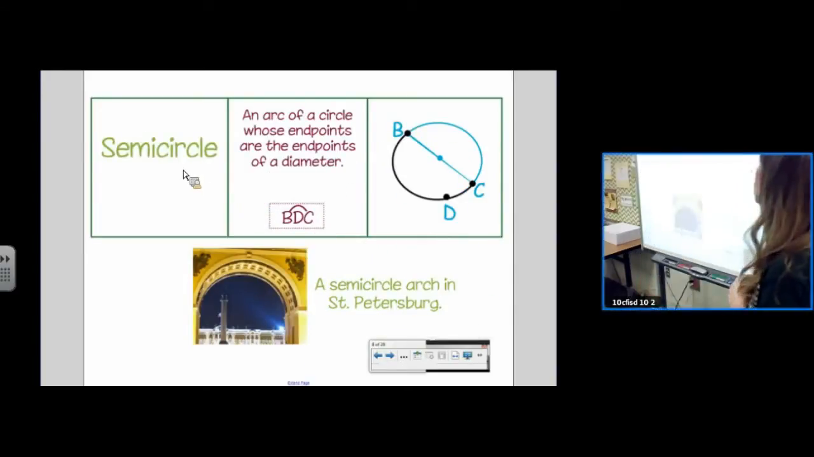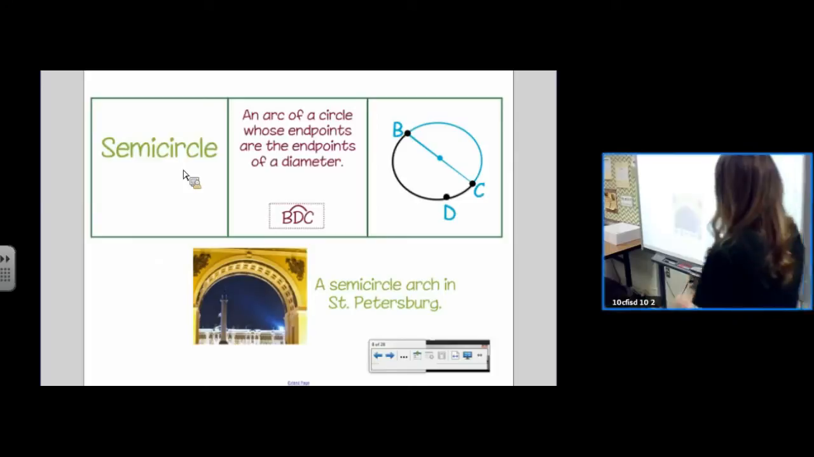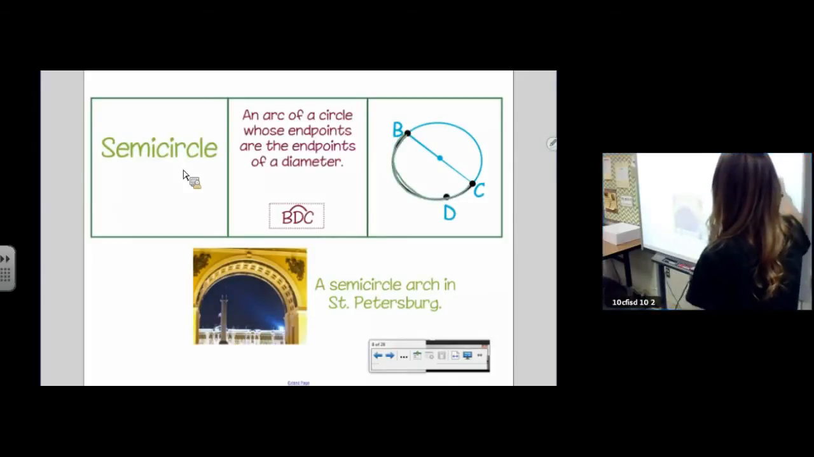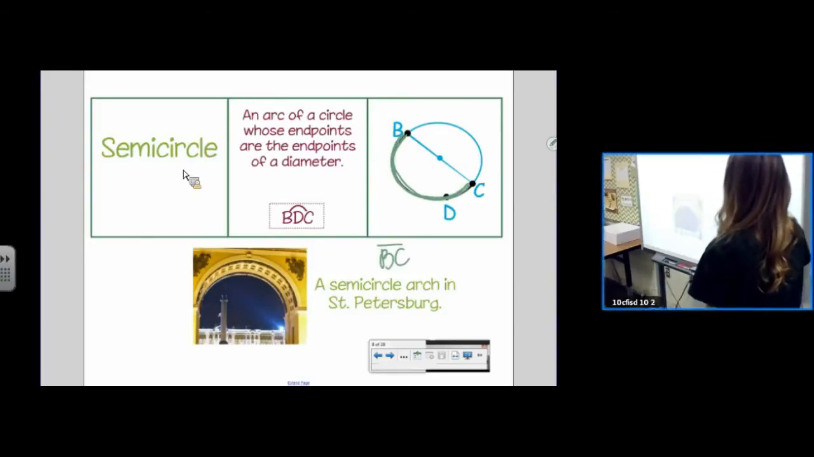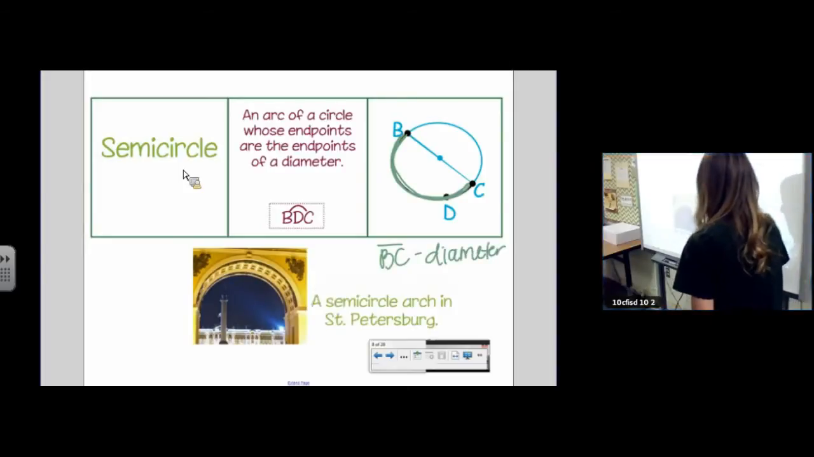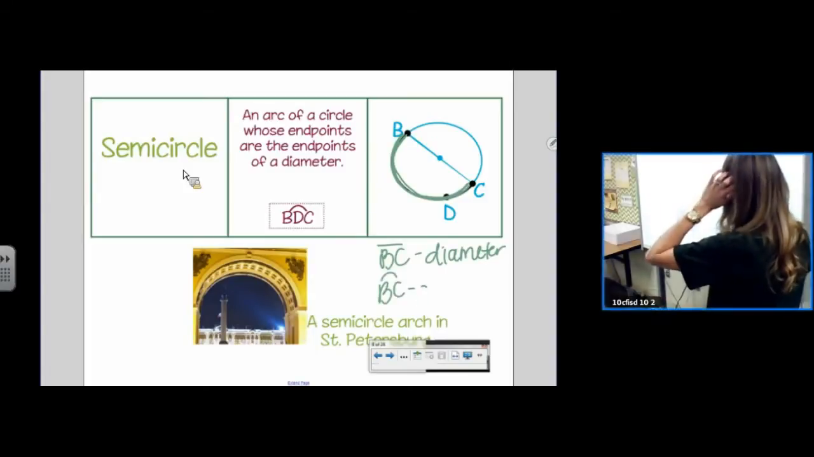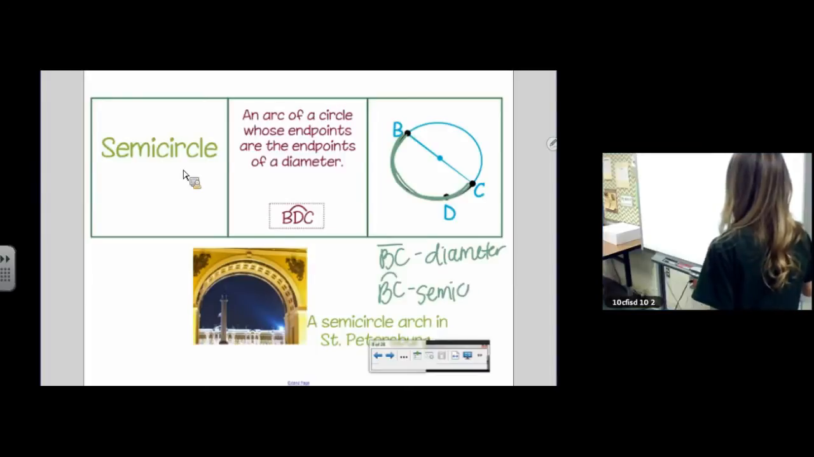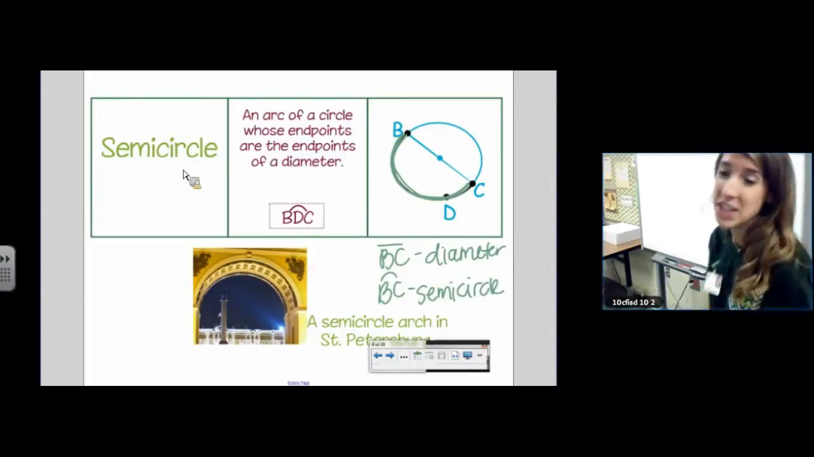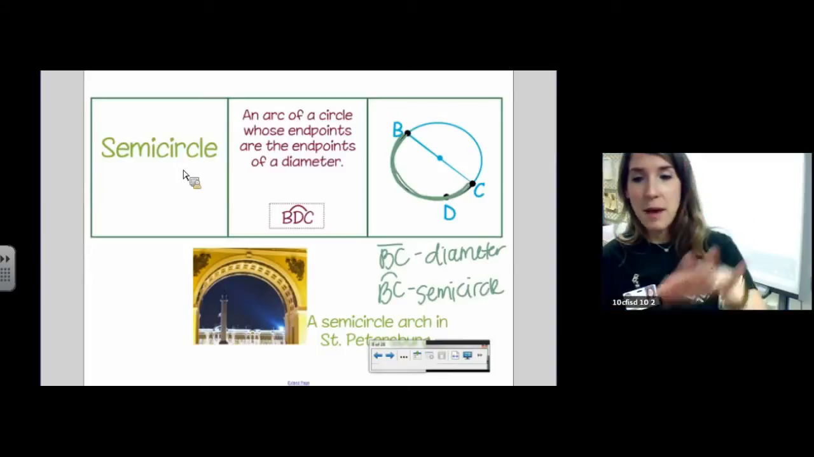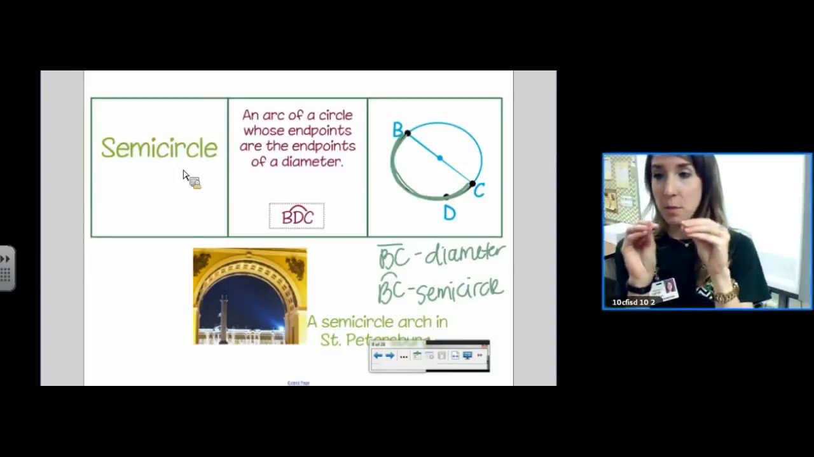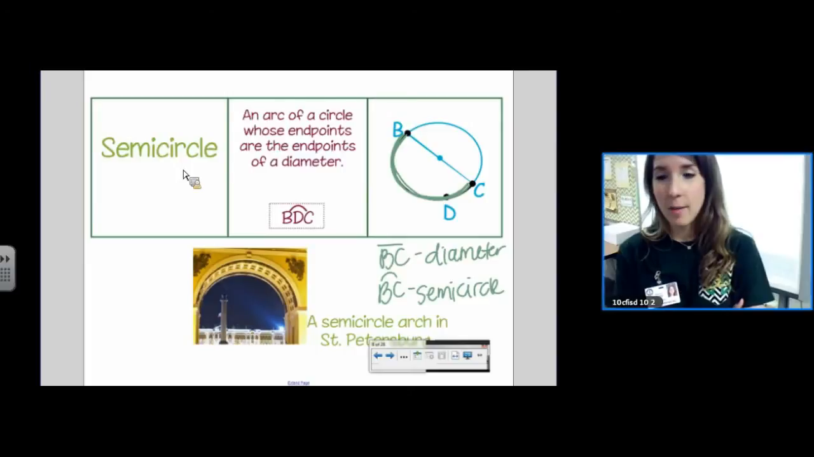Semicircle. An arc of a circle whose endpoints are the endpoints of a diameter. So if I put BC like this, that is the diameter. If I put BC like this, that is a semicircle. Do you see how important notation is? Just changing that one little symbol completely changed what I was talking about.